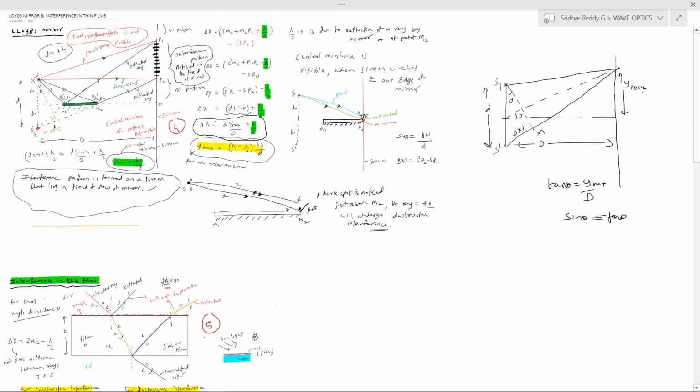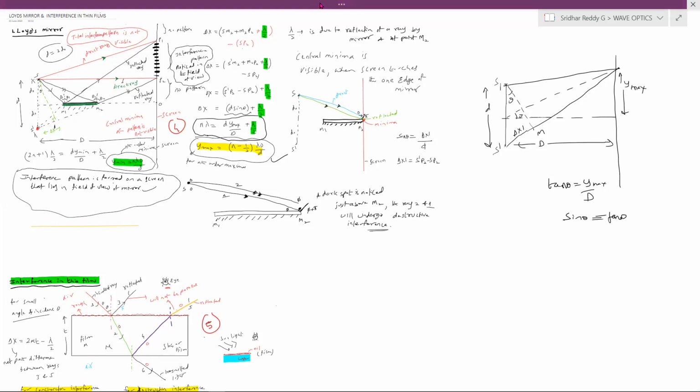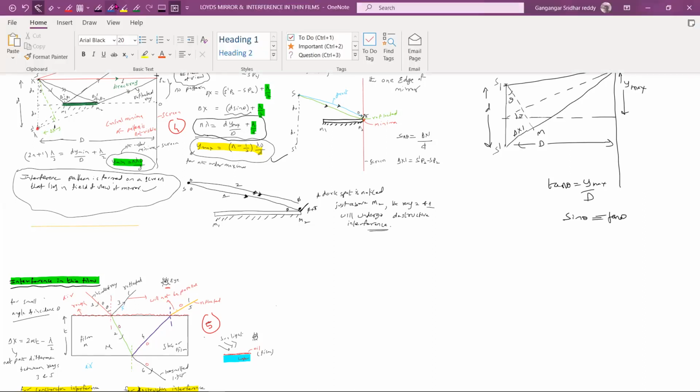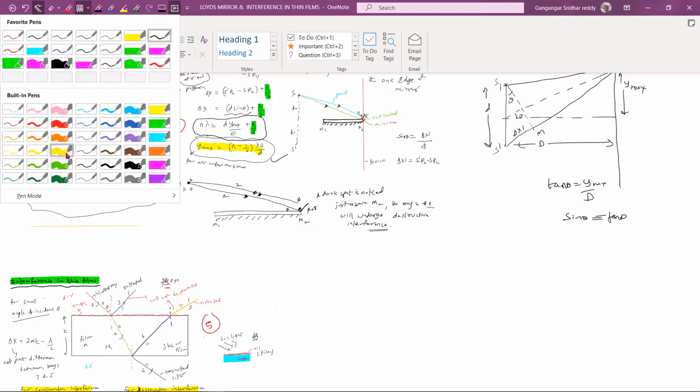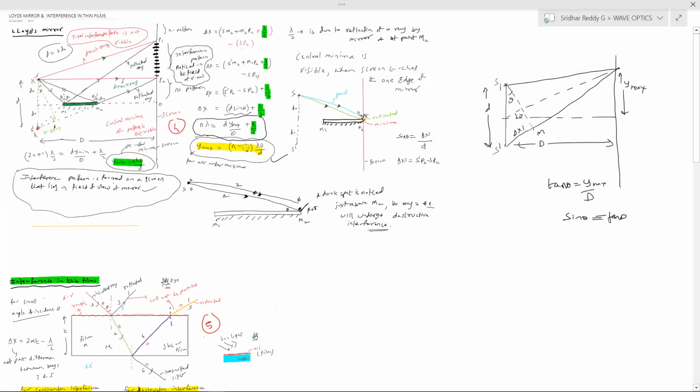Writing that, y max by capital D, I'll get the expression for y max, which is equal to (n minus 1 by 2) lambda capital D by small d. So this will give the position of nth order maxima. Similarly, I want the position of nth order minima. In that case, the path difference delta x should be equal to (2n plus 1) lambda by 2. Lambda by 2 gets cancelled. So the positions of minima are given by y minimum equal to n lambda capital D by small d.